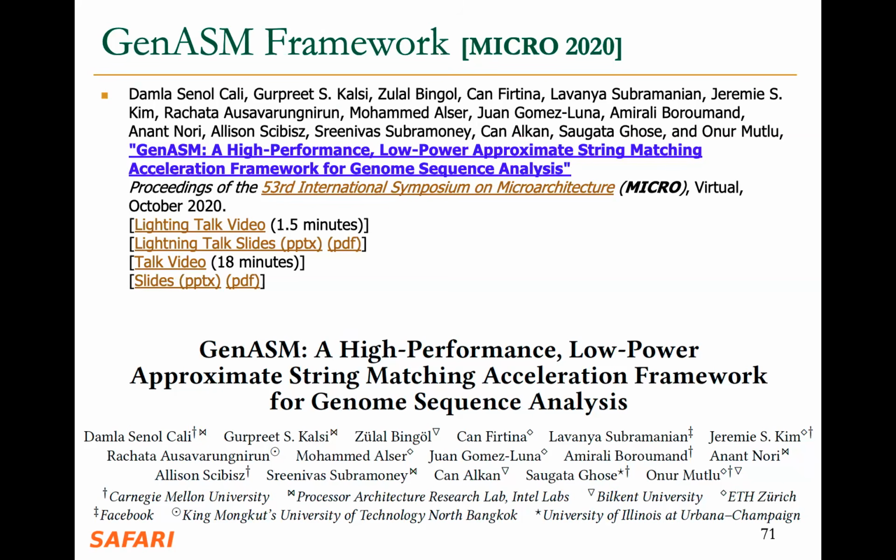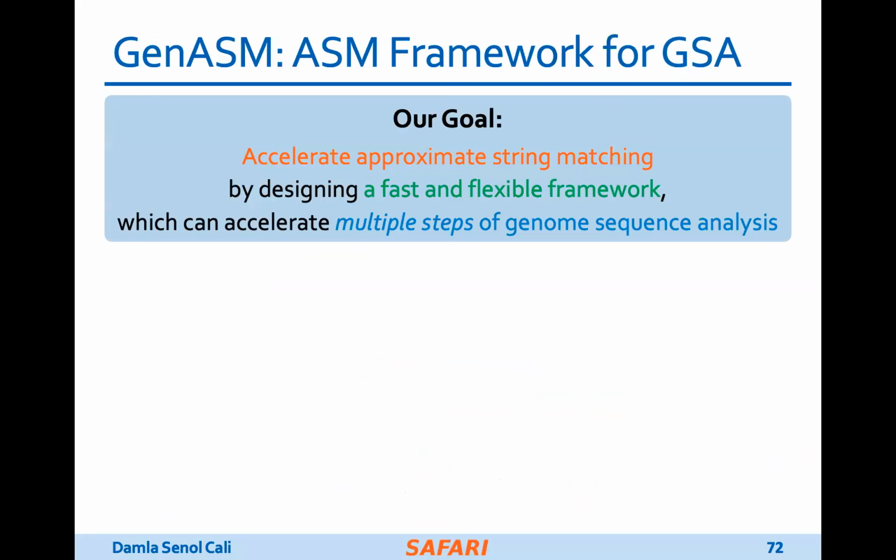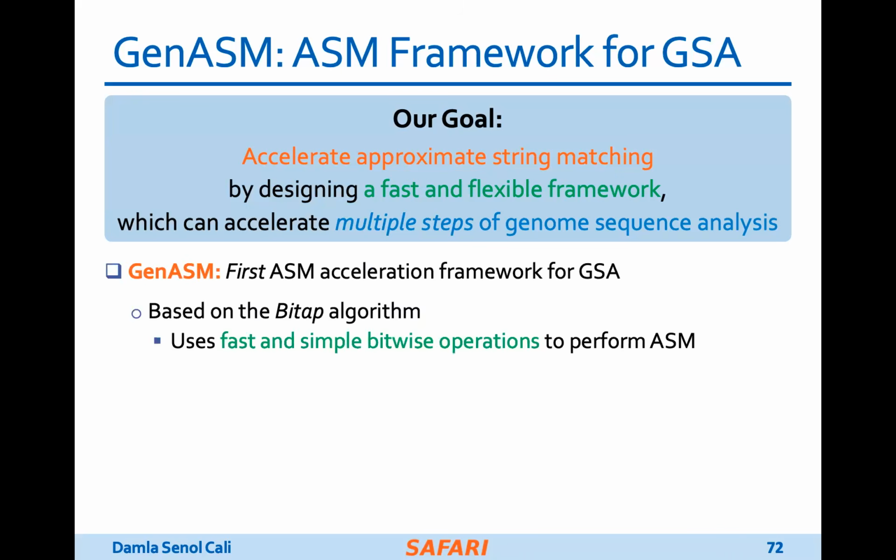Then we wanted to generalize some of these things. We don't want to just build filters, but we also want to do the alignment, approximate string matching in different ways, in a general way. And we built this GenASM framework, which essentially can accelerate multiple steps of genome sequence analysis. And the interesting thing is we were actually looking at a lot of different algorithms for text search, and we found out this Bitap algorithm that was published in the 1990s.